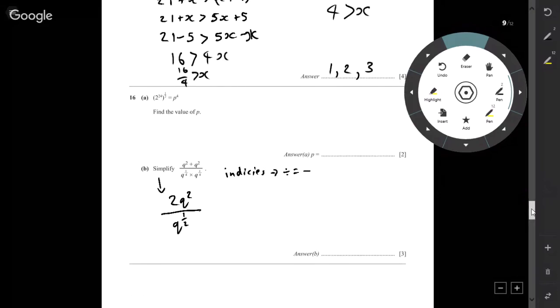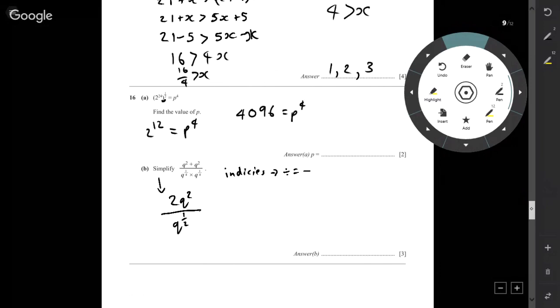All right, 16. So indices again. When we have a bracket, we times them. So that becomes 2 to the power of 12, as 24 times a half is 12, equals p to the 4. Now, what we can do here is just times this out on the calculator. So just plug that into your calculator, and you get 4096 equals p to the power of 4.